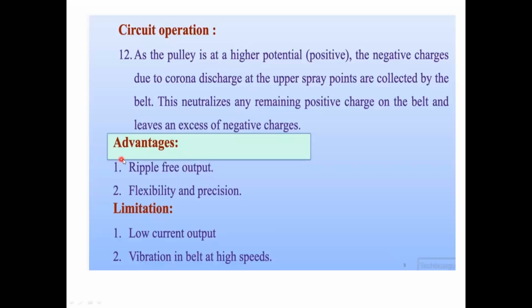The advantages of the Van de Graaff generator are, first, ripple free output, and second, flexibility and precision. The limitations are, first, low current output, and next, vibration in the belt at high speeds.